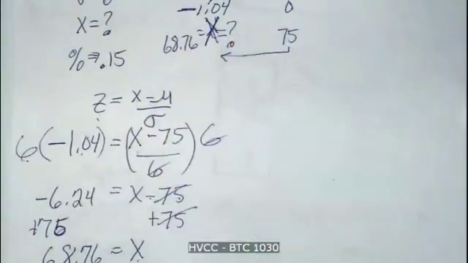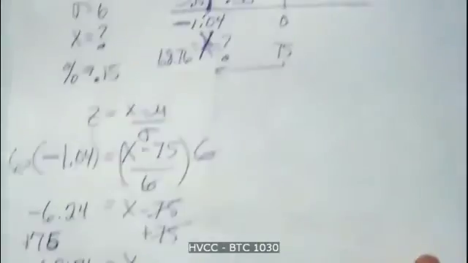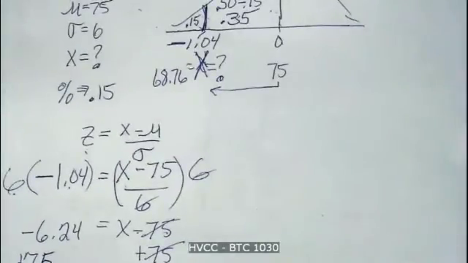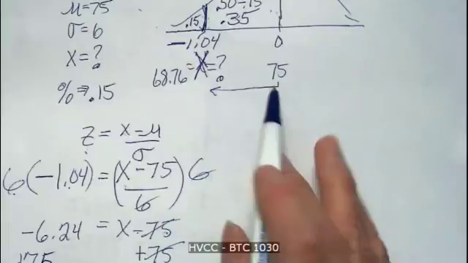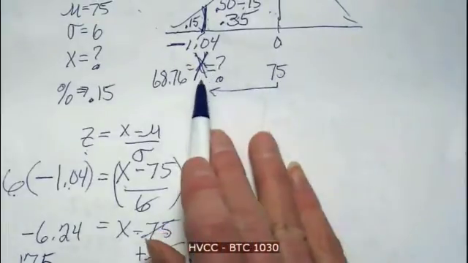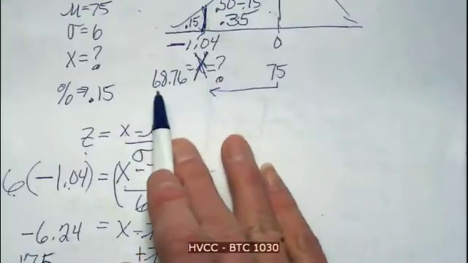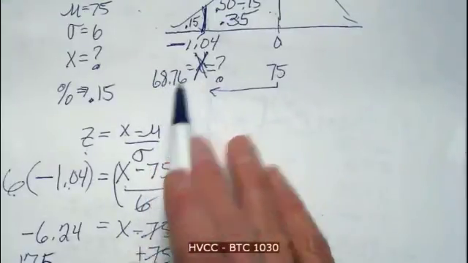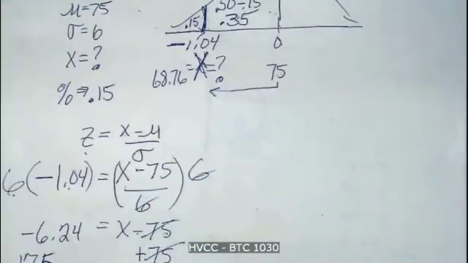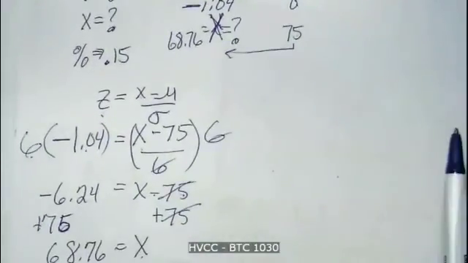Our X is 68.76. Now, I don't know if I've said it before, but this is a good spot. Does the answer make sense? Here we have 75. We know our X is going to be a little bit less. And yes, 68.76 is a little bit less. It makes sense. So let's review.